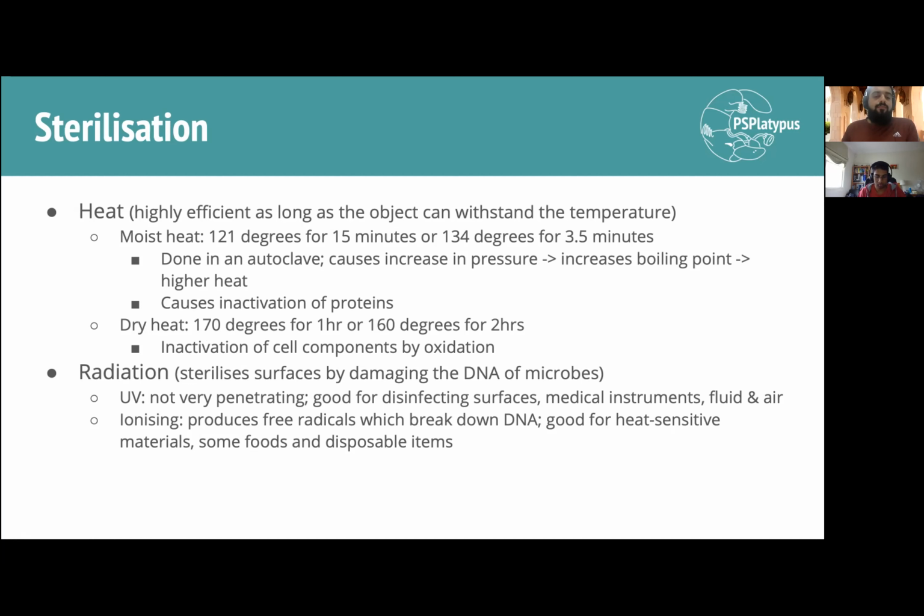Radiation actually damages the DNA of these microorganisms. We have ultraviolet, which is not very penetrating, and it's good for cleaning medical instruments, fluid, and air. Then we have ionizing, which produces free radicals that break down the DNA, and it's good for heat-sensitive materials.